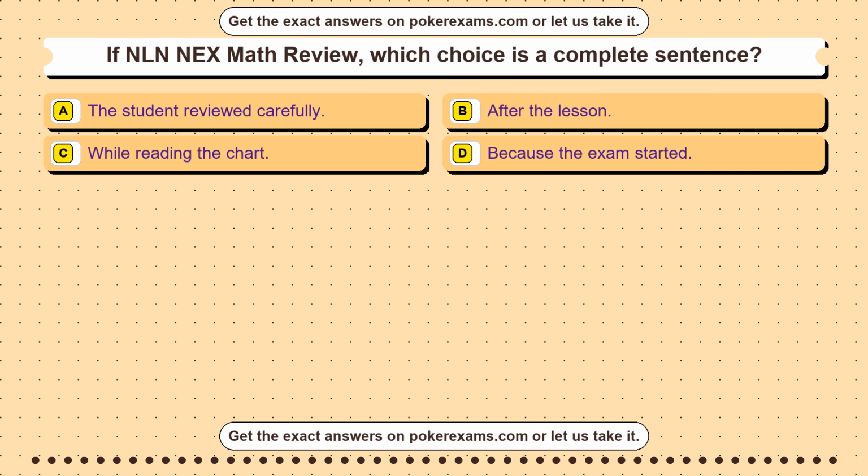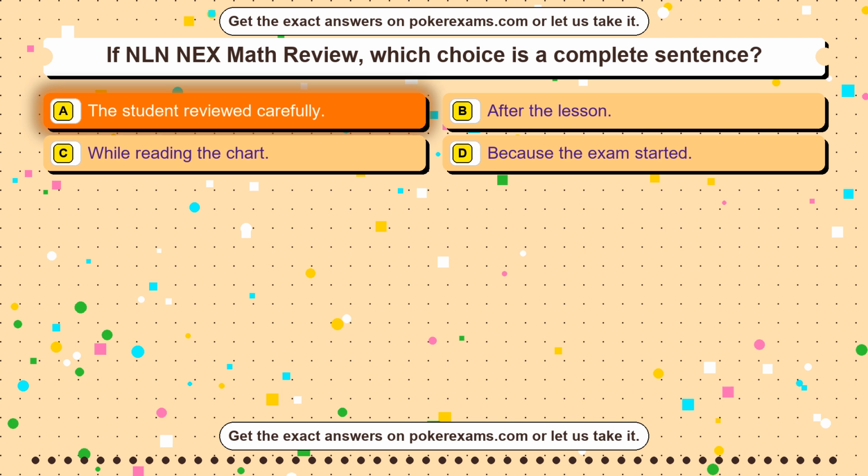Question 10. If NLN NEX Math review, which choice is a complete sentence? Option A. The student reviewed carefully. Option B. After the lesson. Option C. While reading the chart. Option D. Because the exam started. The correct answer is option A.